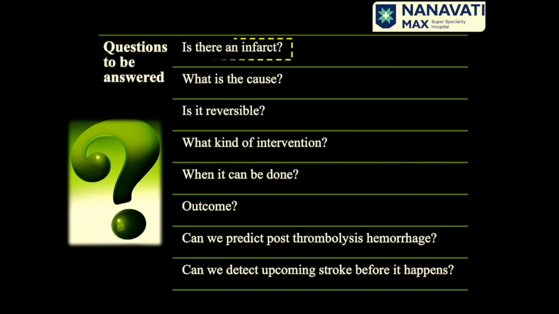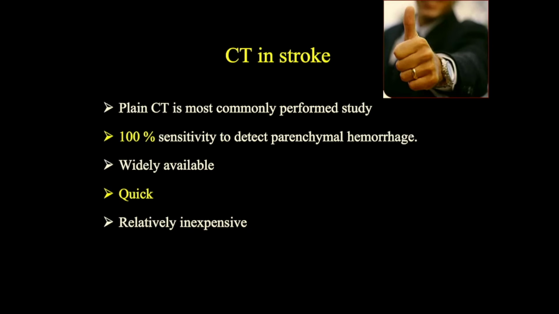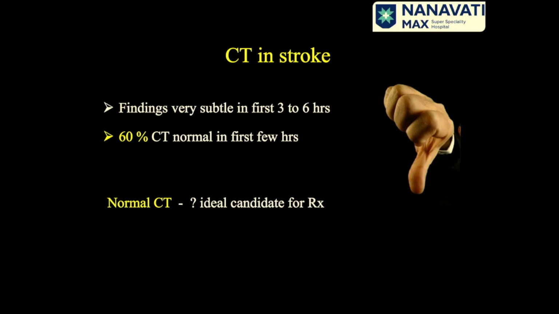Let's try and understand and answer the first question first. Is there an infarct? For this, across the world, a plain CT is still the most commonly performed study because it has 100% sensitivity to detect parenchymal hemorrhage, and it's quick and widely available. In today's world, where you're trying to thrombolyze or thrombectomize the patient, is that really enough?